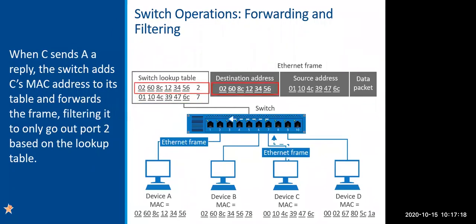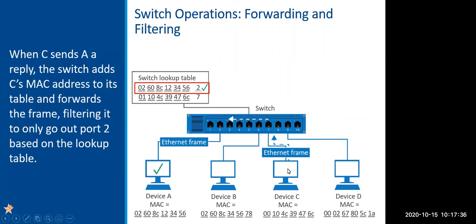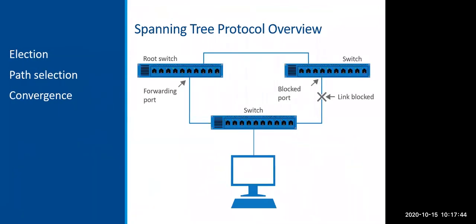Right? And of course, then it looks up the destination, saying, do I know where the destination of this frame lives? And the answer is sure. That's device A's MAC address, of course. C is responding now to A, right? So it says, yeah, I know. So great. I'll only forward it out port 2 and filter everywhere else. So other devices won't even see that frame. Right? So that's the big deal of how forwarding and filtering works.